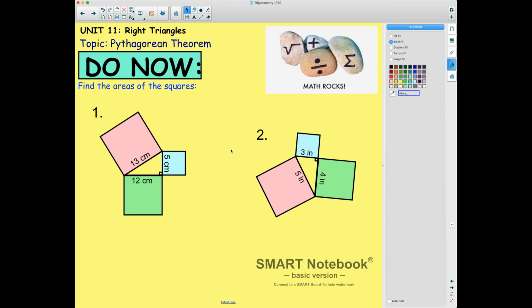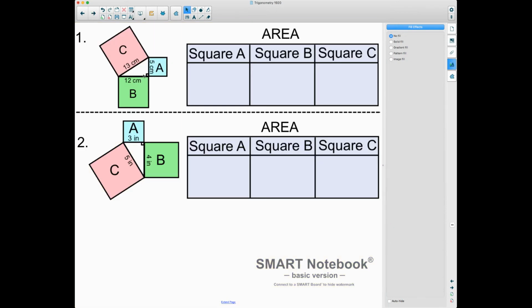And we're going to do something interesting with these and sort of to show you why the Pythagorean theorem works. So we're going to find the areas of the squares. So forget the triangle just for a sec. Going to find the area of the blue, the pink, and the green square for number one. And then for number two, same thing. So let's go ahead and do that. Take a look over here.